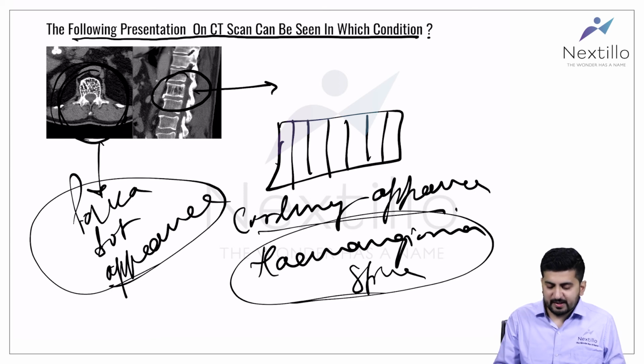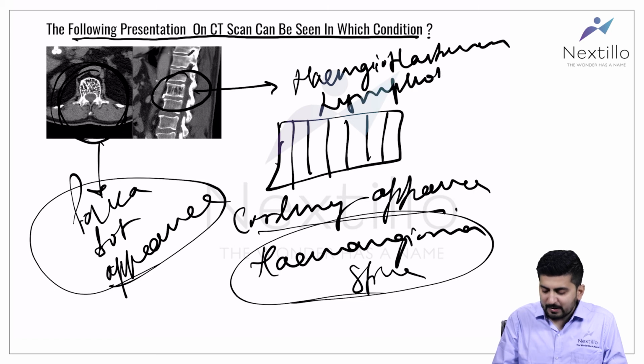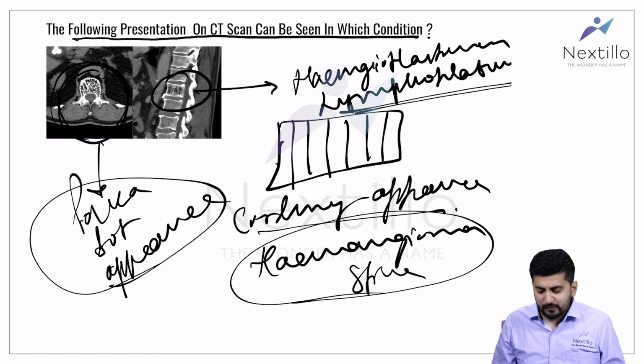So this presentation is seen in hemangiomas, but they can also be seen in hemangioblastomas and even in lymphoblastomas of the spine. But if this question is asked and if hemangioma is one of the options, go for hemangioma.